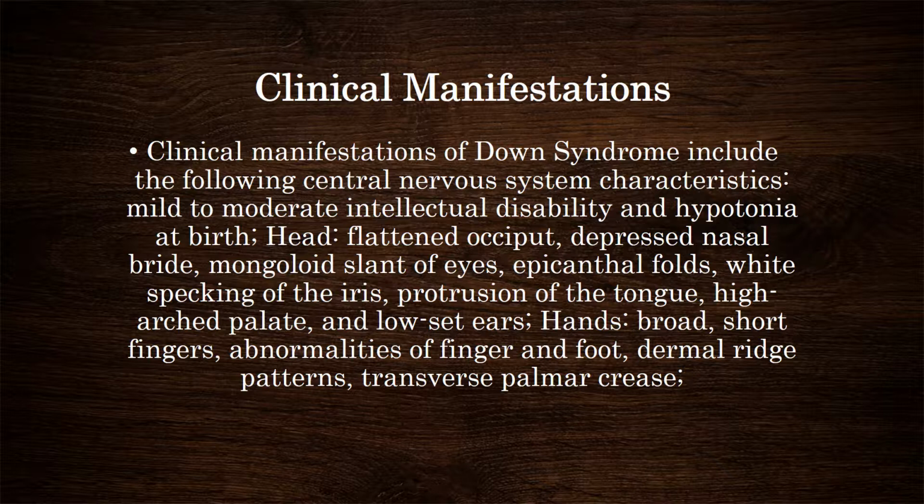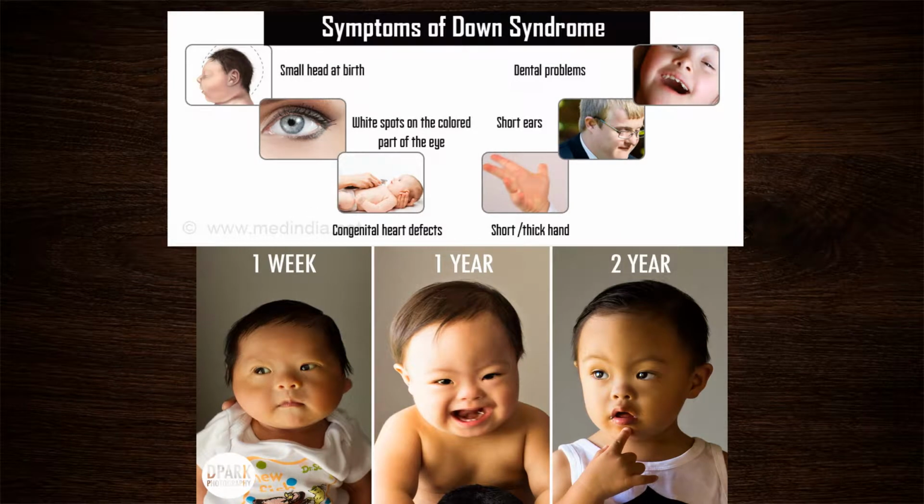Some of the other ones you'll see with Down syndrome are congenital heart disease in approximately 30 to 40%, usually correctable by surgery. This slide is just showing some of the symptoms of Down syndrome.